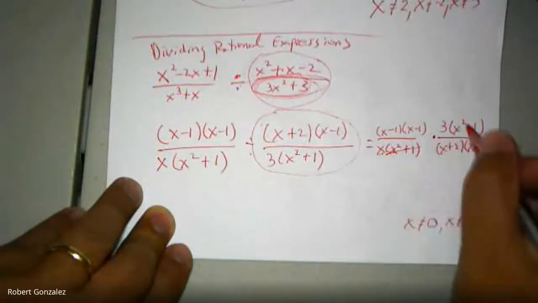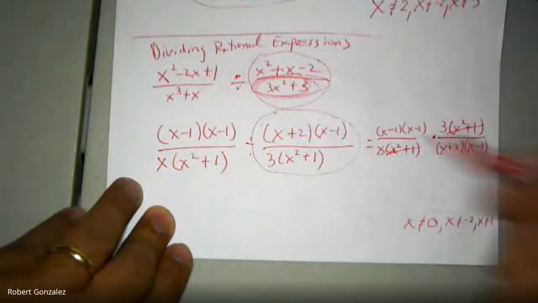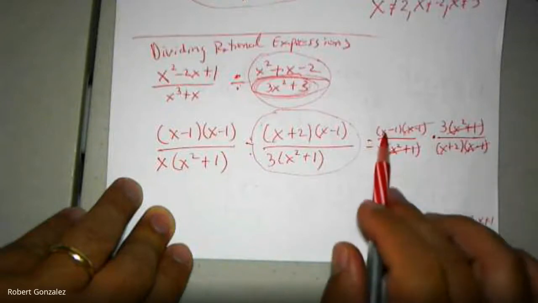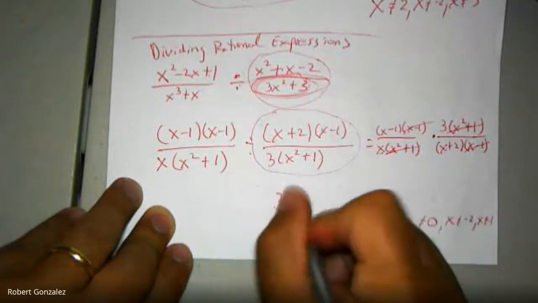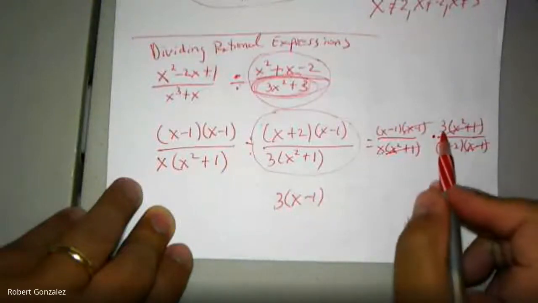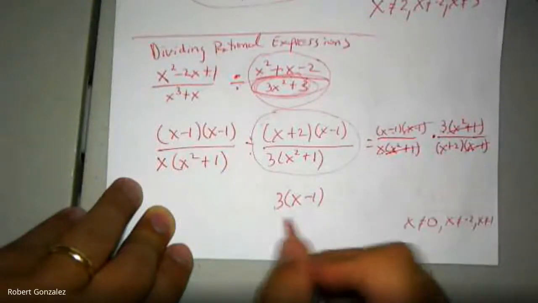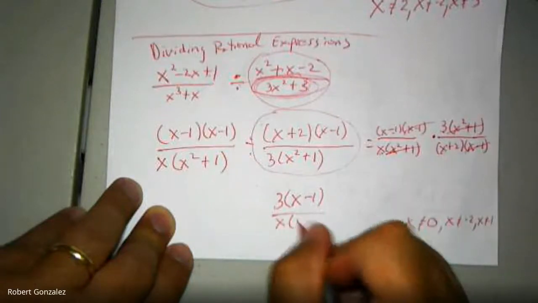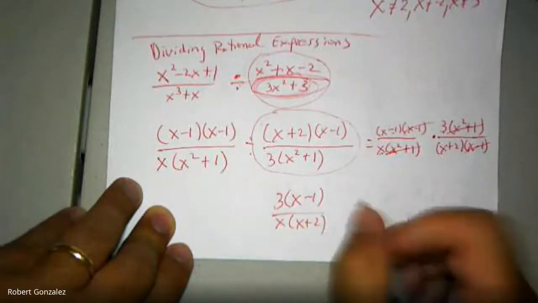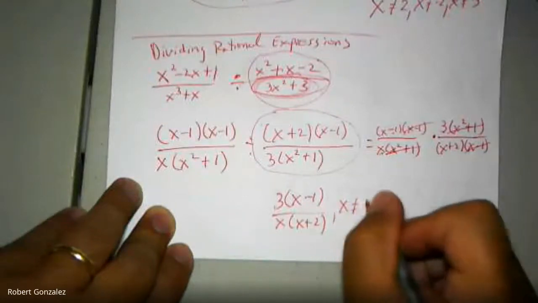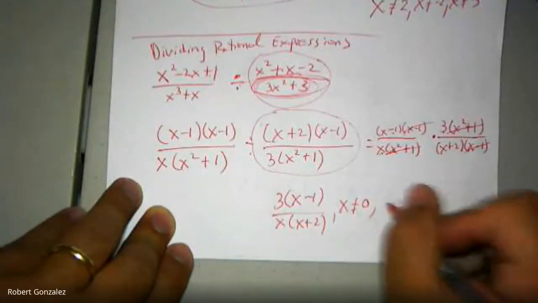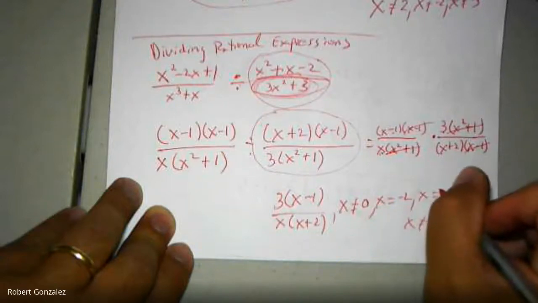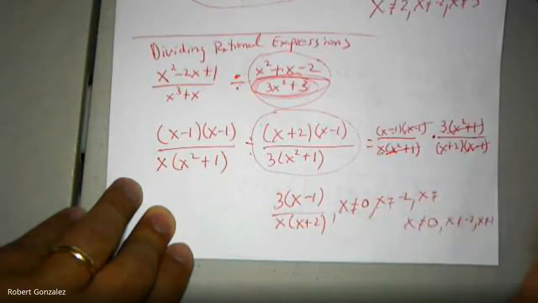Let's start canceling. I have an x squared plus 1. I have an x minus 1. On top, I'm left with 3, x minus 1. I have a 3 here and an x minus 1. Down here, I have an x and an x plus 2. And my excluded values are 0, -2, and 1.